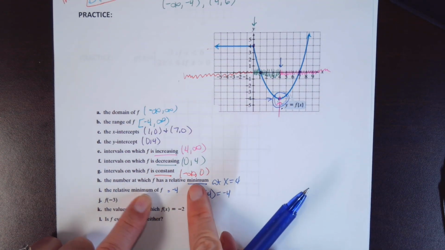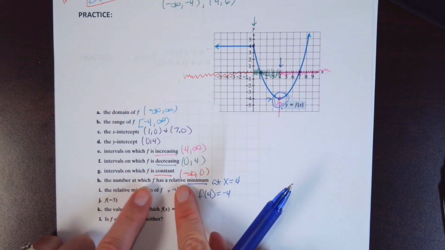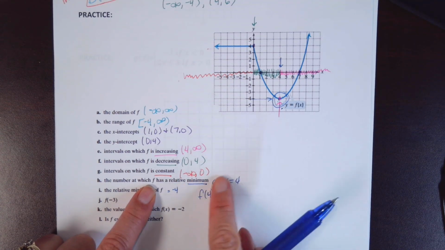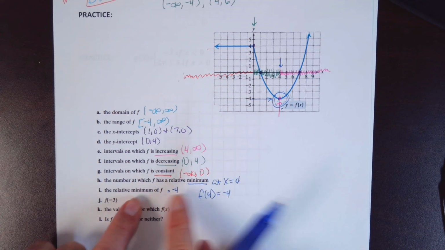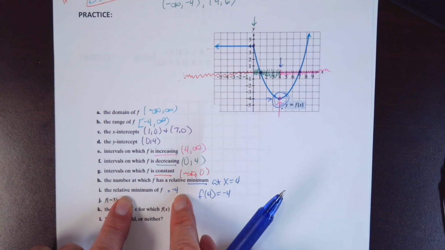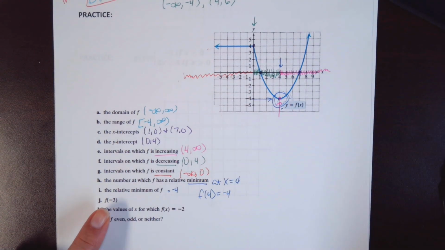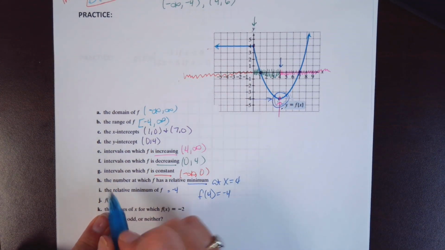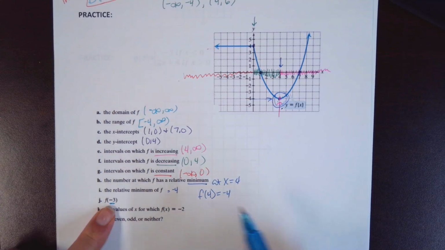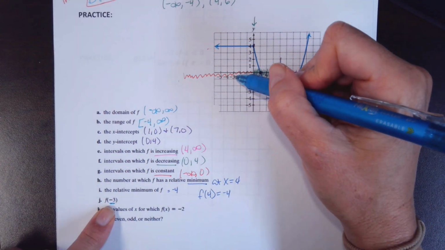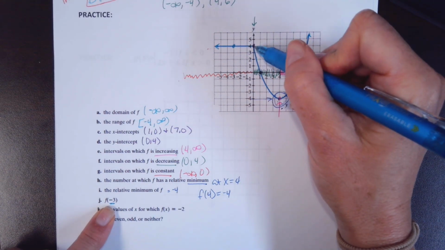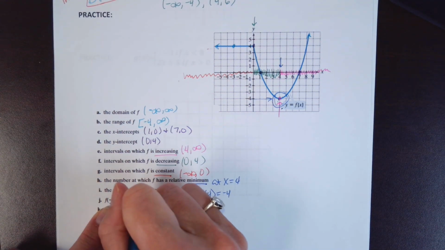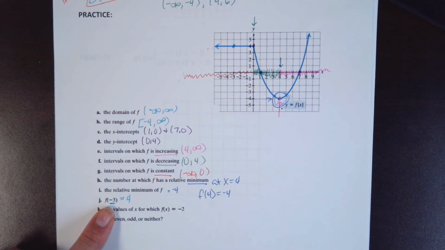But notice how the questions are worded. The number at which the function has a minimum, well, that happens where x is 4. What is the minimum? The minimum value is -4. And then we've got another missing value here, f of -3. Well, f of x, so x is replaced by -3. -3 is here. There's my function. The function value is 4 there.